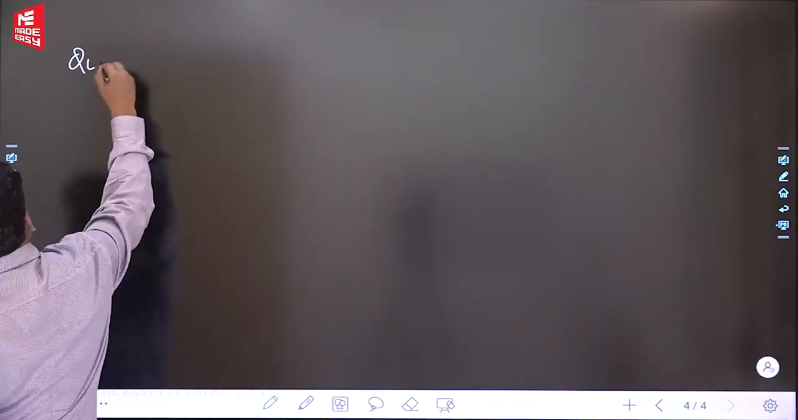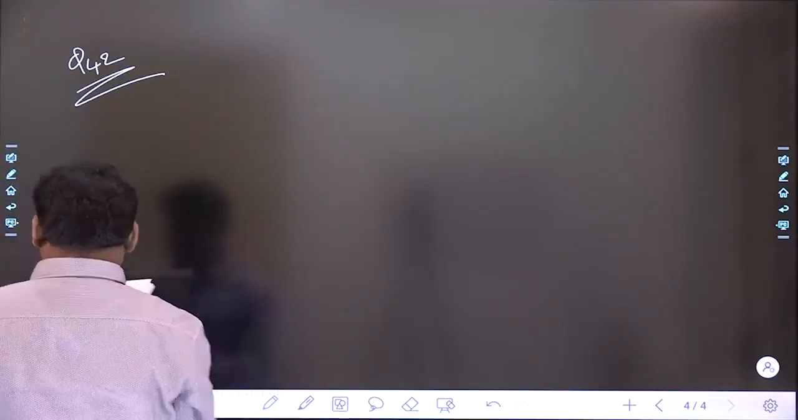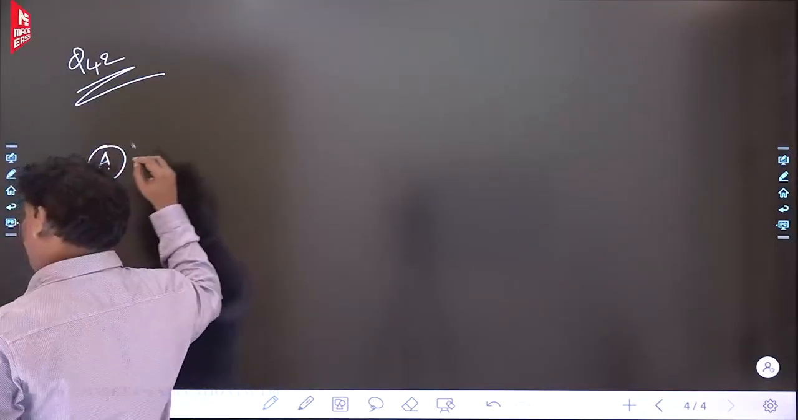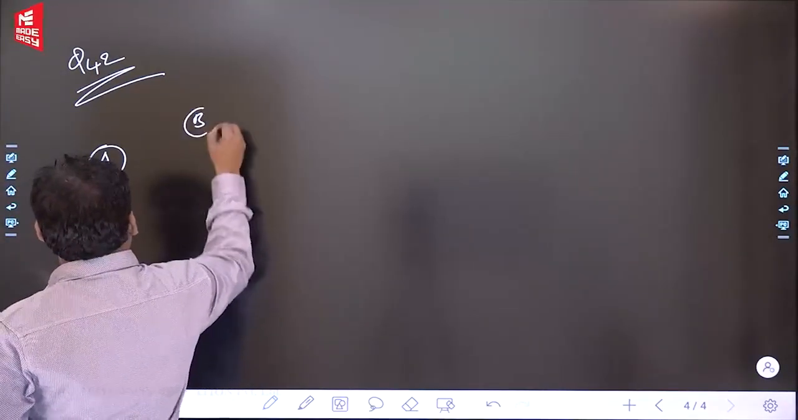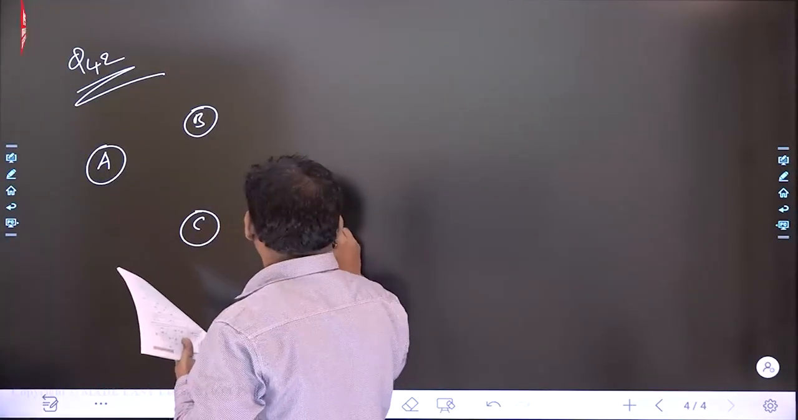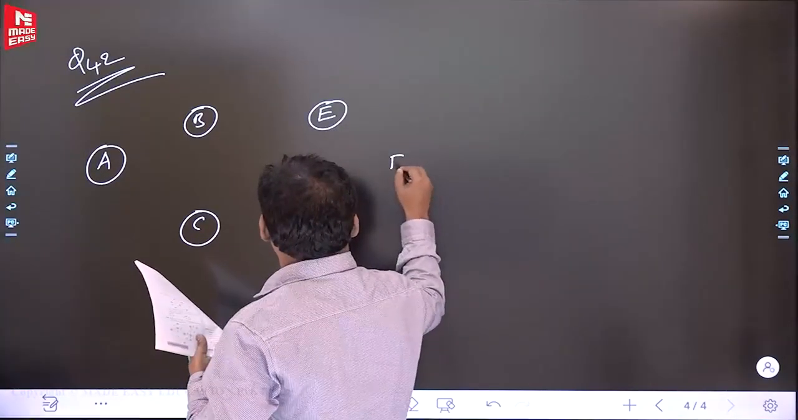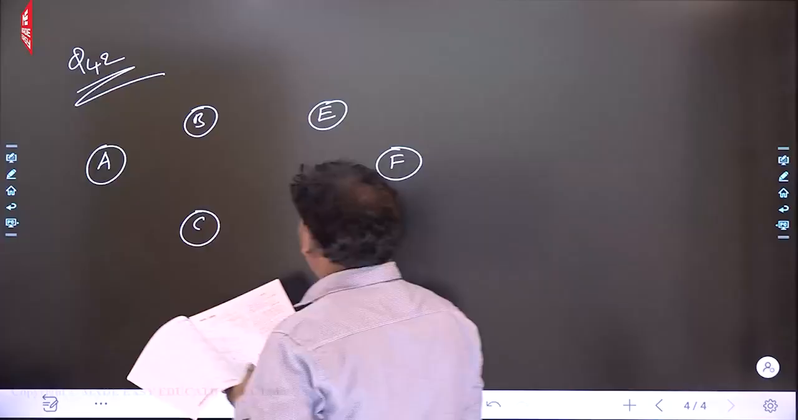Question number 42. Let's see this one. Question number 42, one graph is also given.